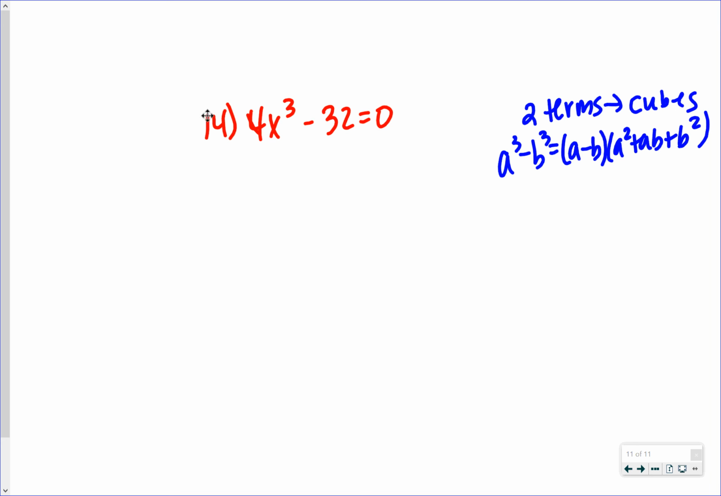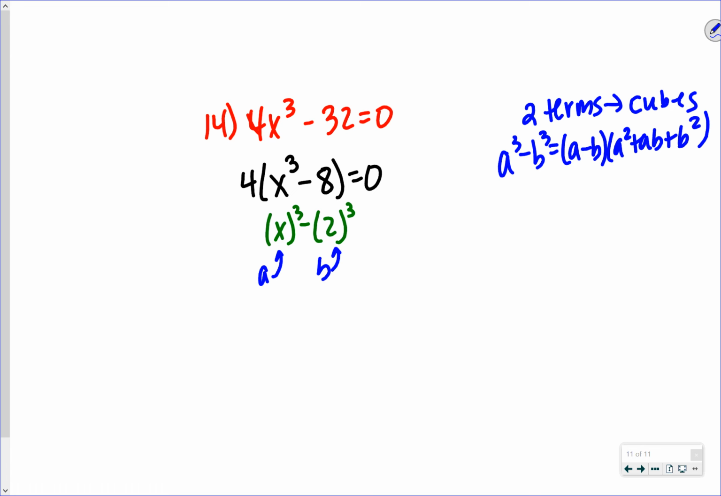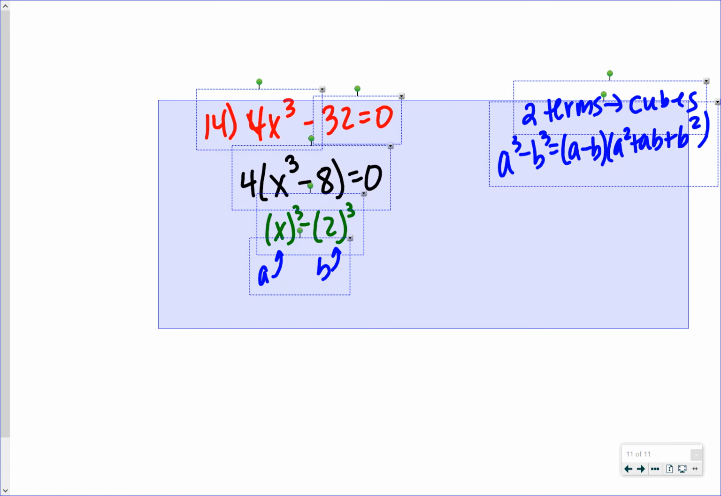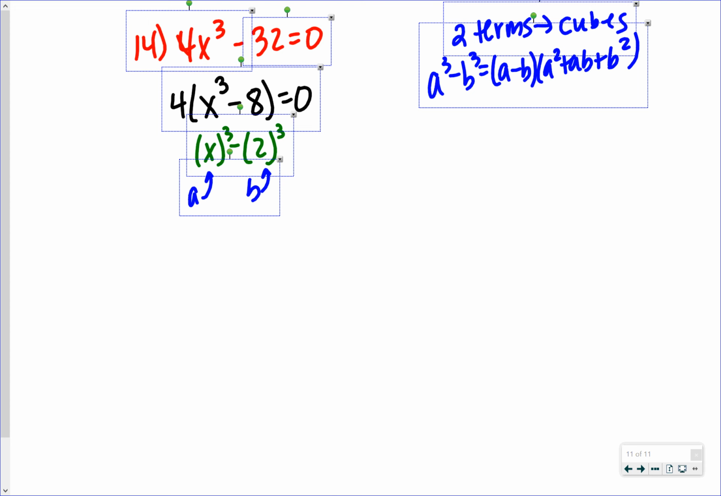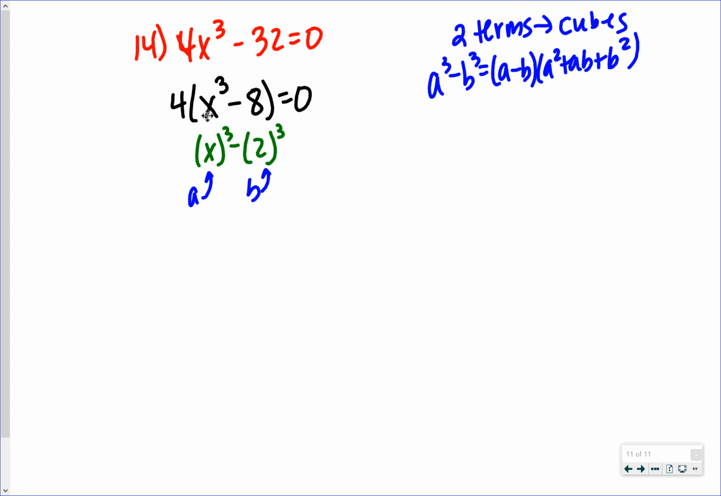Now I'm going to recognize that, first of all, 4 is not a perfect cube, and neither is 32, so I'm going to divide out that 4. 4 goes into both of them, and I have x cubed minus 8 equals 0. Now this is a perfect cube. This is x cubed. This is 2 cubed. So a is x, b is 2, and I can just plug them into the other side of that equation. I was given the a cubed minus b cubed part. I'm creating the other. 4 is just going to hang out on the front. And then I'm going to have a minus b. So x minus 2.